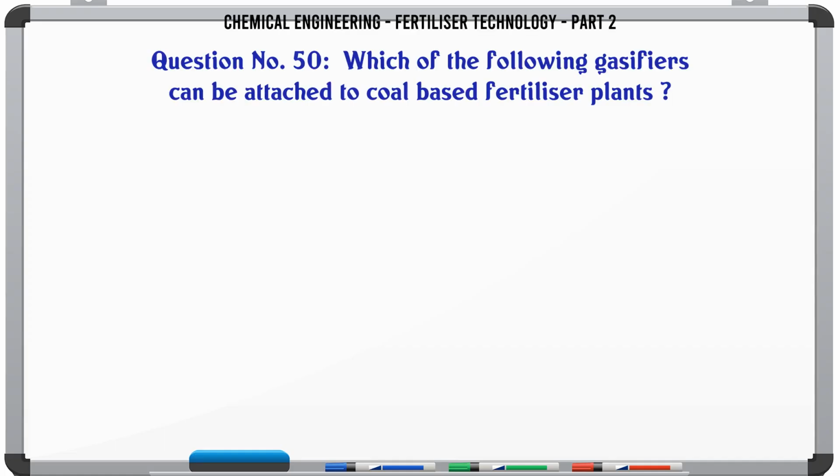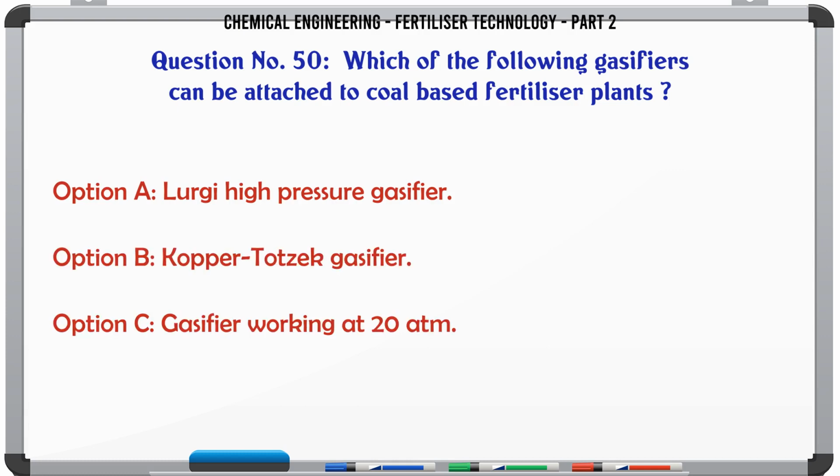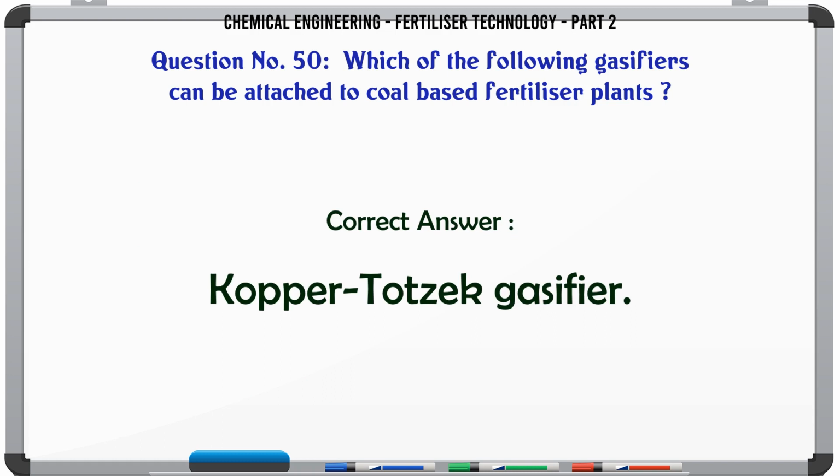Which of the following gasifiers can be attached to coal-based fertilizer plants? A. Lurgi high-pressure gasifier. B. Phosphoric gasifier. C. Gasifier working at 20 atm. D. Gasifier working at 40 atm. The correct answer is Phosphoric gasifier.